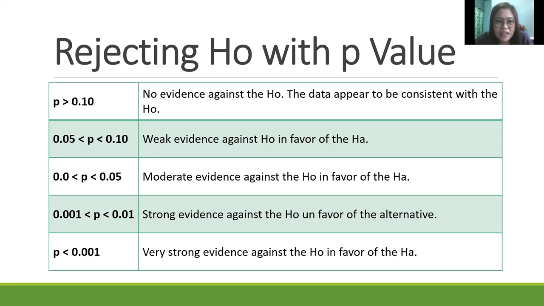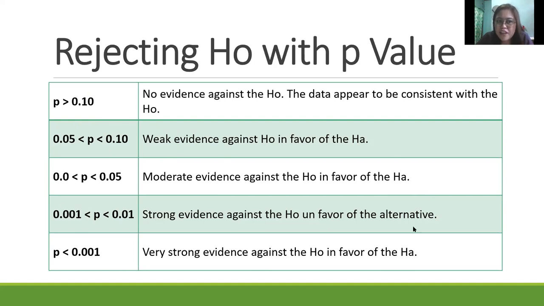But if your p-value is lesser than 0.10 and at the same time greater than 0.05, there is weak evidence against your null hypothesis, and most likely your collected data are in favor of the alternative hypothesis. Pero actually, gikan diri hangtod sa baba, in favor na siya sa alternative hypothesis.